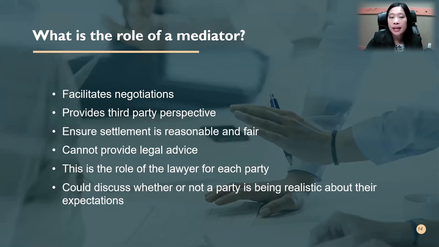However, having said that, they can discuss generally whether or not a party is being realistic about their expectations. So while one parent can ask the mediator, "Hey, what is the exact type of child support I should pay?" that would be legal advice. The mediator could discuss, okay, child support is typically set out with the child support guidelines. And if one party says, "I don't think I should pay any child support ever," the mediator could discuss whether or not that expectation would be realistic.